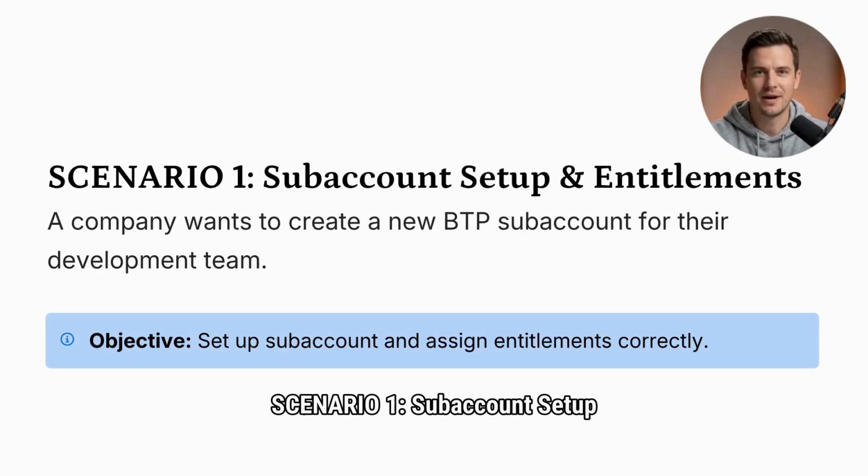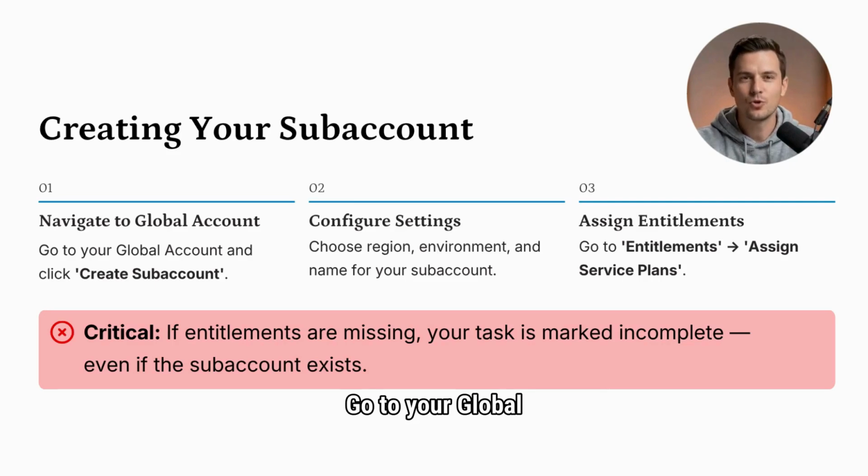Scenario 1. Subaccount Setup and Entitlements. A company wants to create a new BTP subaccount for their development team. Objective: set up subaccount and assign entitlements. Go to your global account. Click Create Subaccount. Choose region, environment, and name. Now comes the critical part: entitlements. Navigate to Entitlements. Assign service plans. If entitlements are missing, your task is marked incomplete, even if the subaccount exists.